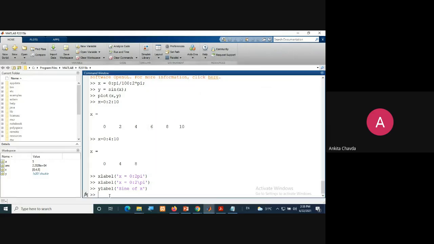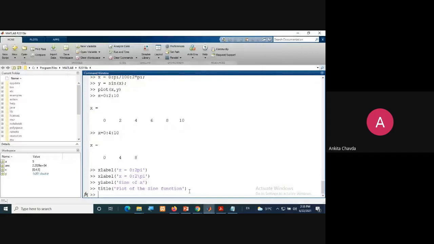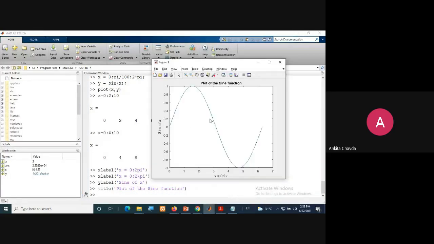And now I want to give the title for this graph. So I'll use the function title, and I'll write whatever I want in single quotes, and that will be printed. So here is the title, plot of the sine function. Fine. Have you seen this? And it is just naming the x-axis and y-axis, right? Yes, just naming. Yes, correct. Okay, ma'am.